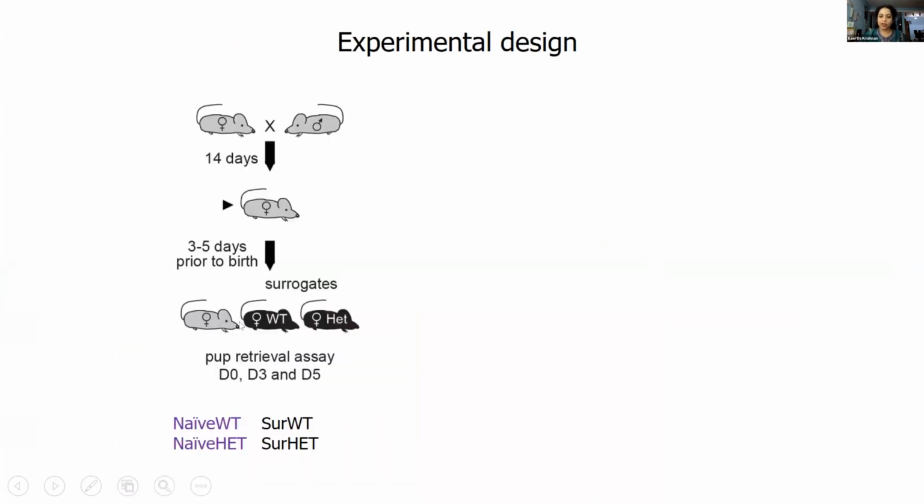Here's a schema depicting our alloparental behavior paradigm. A pregnant female is co-housed with 2 naive virgin females, a wild type and an MECP2 heterozygous female. These are later mates, 3 to 5 days prior to the birth of the pups. From the day the pups are born, which is day 0, till day 5, we perform the pup retrieval assay.